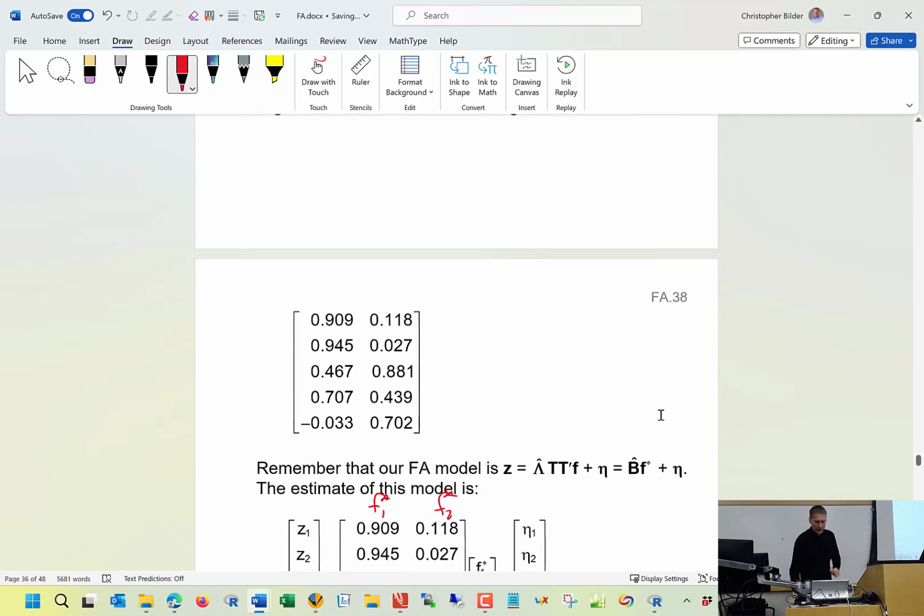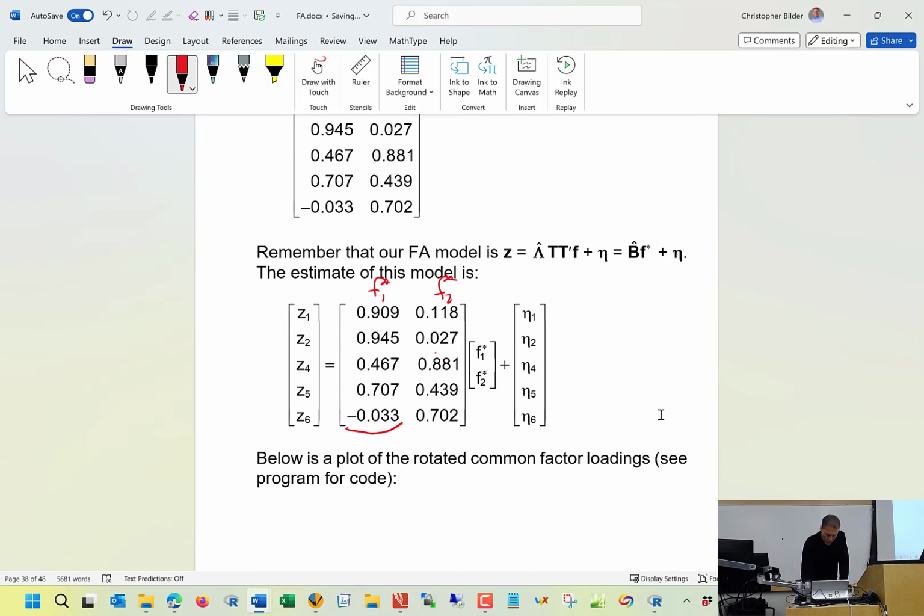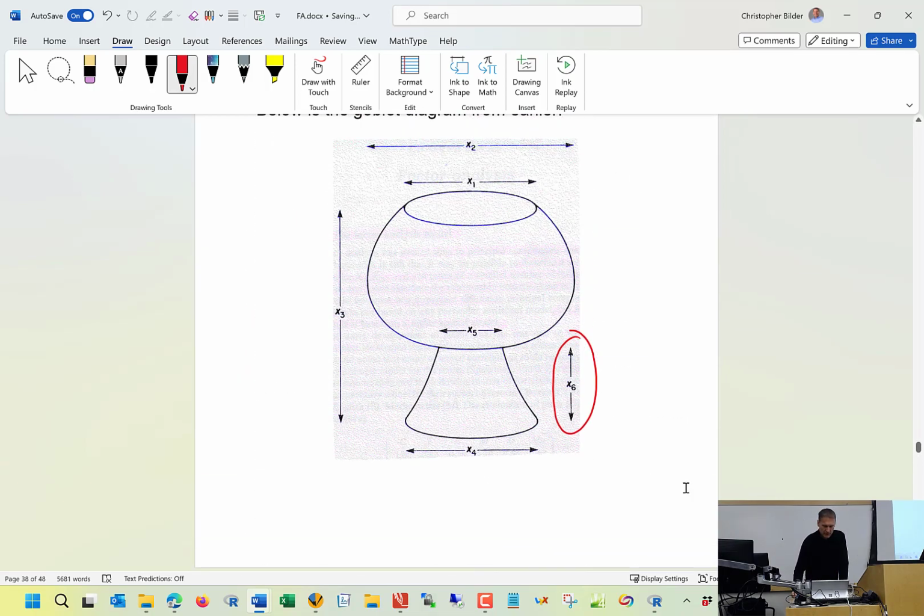Let's look at common factor 2. Strong relationship with Z4. Strong relationship with Z6. Very little with Z1 and Z2. Okay? What are Z1 and Z2? Remember, they represent the top of the goblet. Or, well, Z1 represents the opening of the goblet, and Z2 is the width of the cup. And so the other variables are playing an important role for common factor 2. So we can think of common factor 2, after this rotation, as representing the base of the goblet.